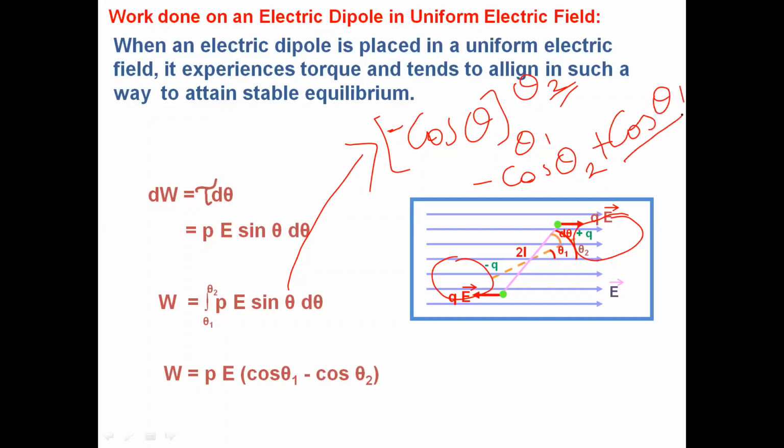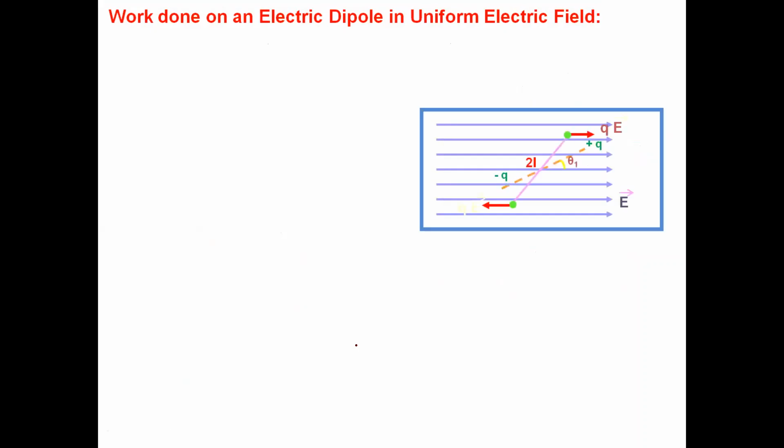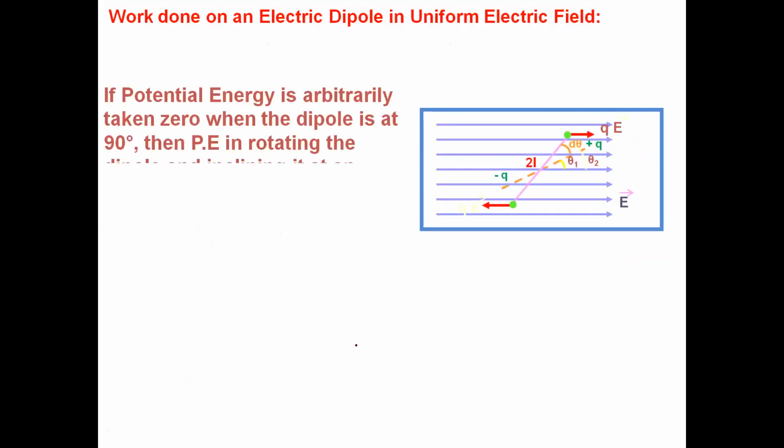So the positive value can be written first, then the negative value. That is how this equation has come. That is, W is equal to PE into cos theta 1 minus cos theta 2. This is the expression for work done on an electric dipole placed inside a uniform electric field. Hope this derivation is very clear. It is one of the important short answer questions which you can expect in your board paper. Hope everybody understood this, right?